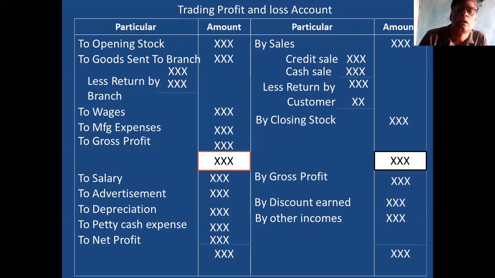For credit sales. Okay, if credit sale is not given in the problem, you prepare the debtors account. Remember this. If credit sale is not given in the problem, you prepare the debtors account.